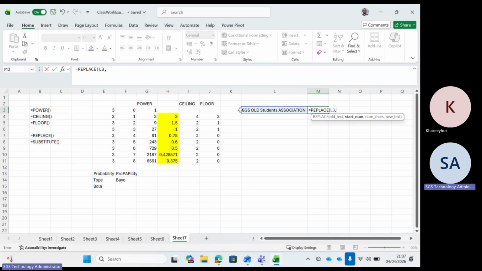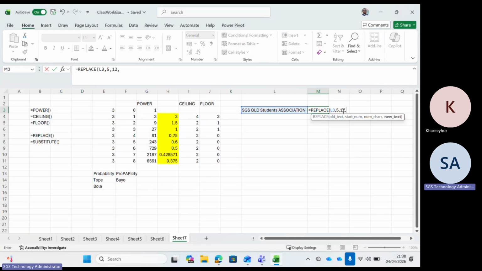So replace the word, then start from where? We have to start counting. 1, 2, 3. We are going to count space. 4. And then we start from the fifth one. How many characters do we want to change? You have to start counting and don't forget to count space. 1, 2, 3, 4, 5, 6, 7, 8, 9, 10, 11, 12. So we want to change 12.